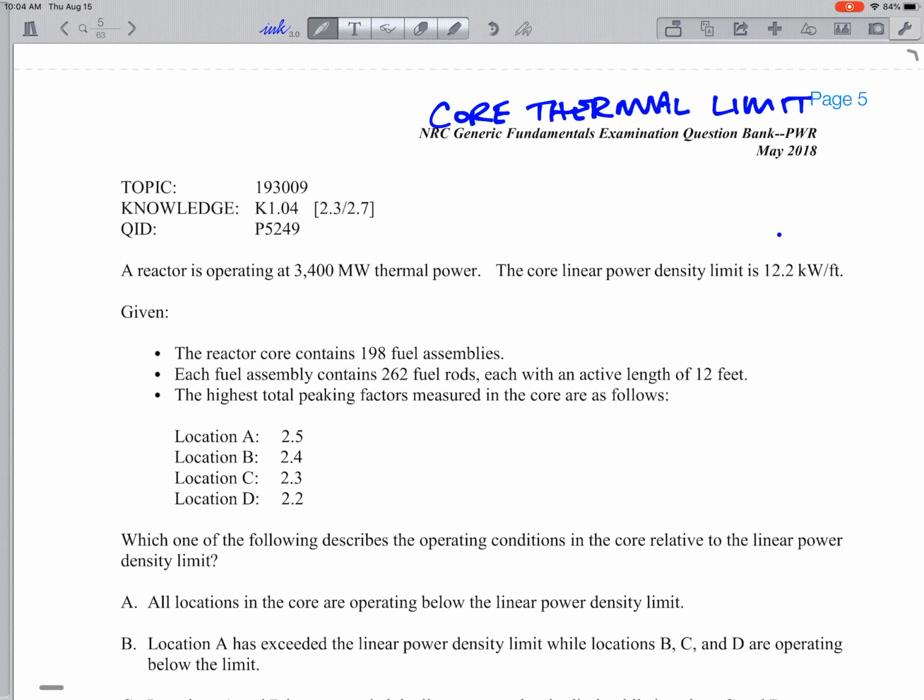Okay, this is topic 193009. We're going to do three questions real quick. These are all over hot channel factors and how to apply them to the calculation problems.